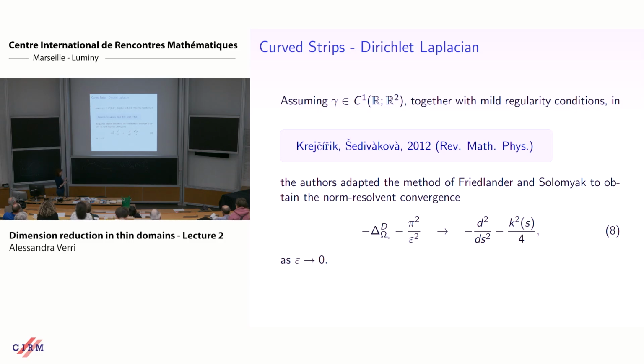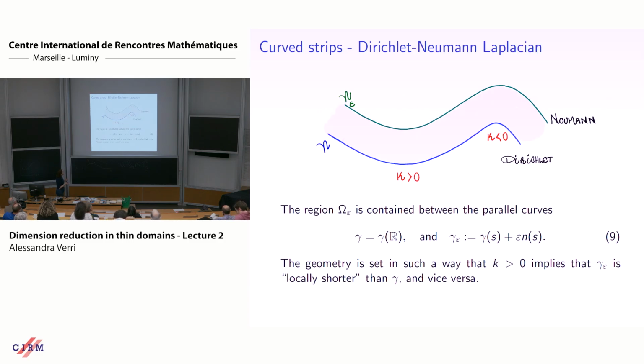So now I will use the same model to consider the Dirichlet-Neumann Laplacian in these regions. Here we are going to consider Dirichlet boundary conditions in this part of the boundary, on the reference curve, the curve that generates the strip, and on the boundary of the opposite side, which we call gamma epsilon, we are going to consider Neumann boundary conditions.